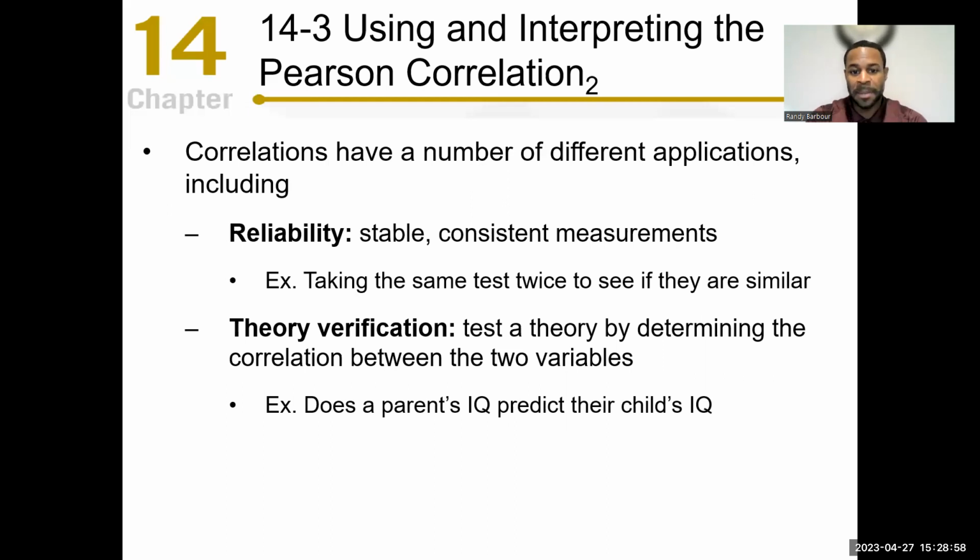Or does a parent's IQ predict their child's IQ? So we look at a parent's IQ, we look at the child's IQ for maybe 200 or say 200,000 people, and we want to see if that correlation is high. Is there a positive correlation? Is it a negative correlation? We want to determine that if that's the case.